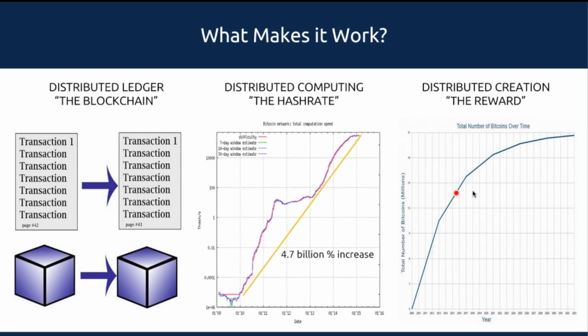So this chart here, it's kind of hard to see the numbers at the bottom, but each one of those knees in the curve is approximately 4 years apart. So the yellow dot, the red dot, represents where we are right now, about 6 years in. So we're more than halfway done in terms of introducing Bitcoins into circulation.